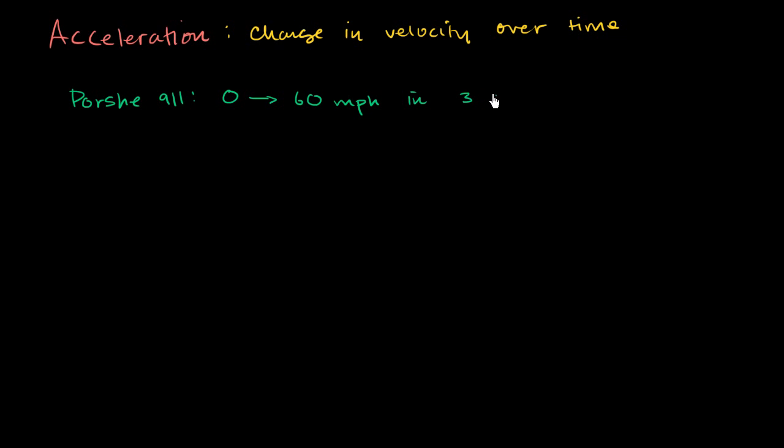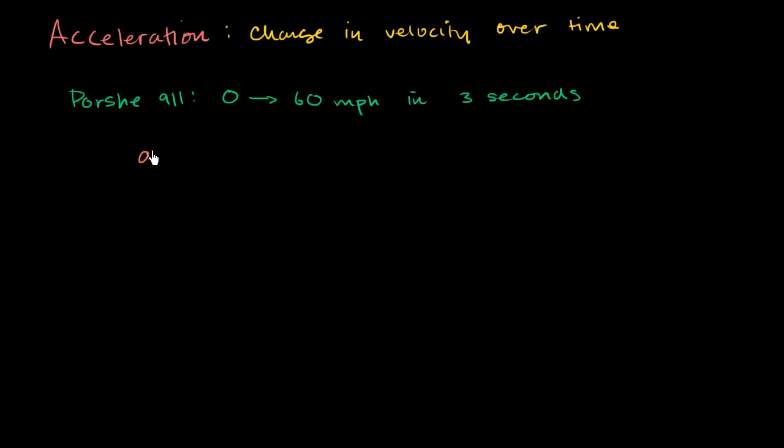Although officially what they're giving you right here are speeds, because they're only giving you magnitude and no direction, you can assume that it's in the same direction. We could say 0 miles per hour to the east to 60 miles per hour to the east in 3 seconds. So what was the acceleration here? I just told you the definition of acceleration. It's a change in velocity over time.